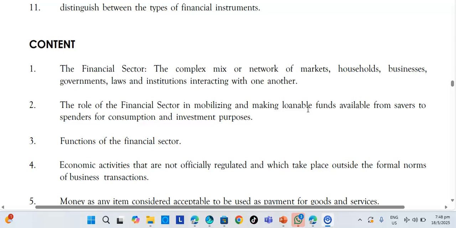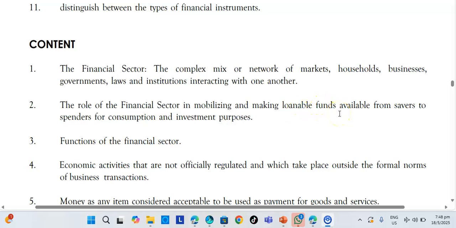It mobilizes savings, meaning that people deposit their savings into banks and other financial institutions. These funds are pooled together, making them available for other people or businesses to use. Example, a teacher saves $10,000 in a commercial bank. That money becomes a part of a larger pool the bank can lend out.